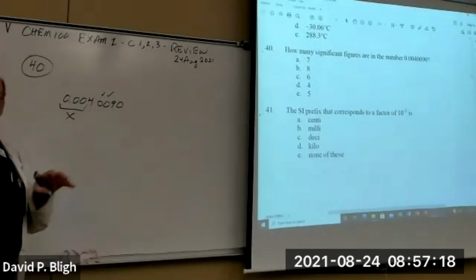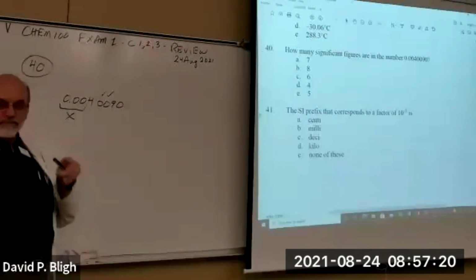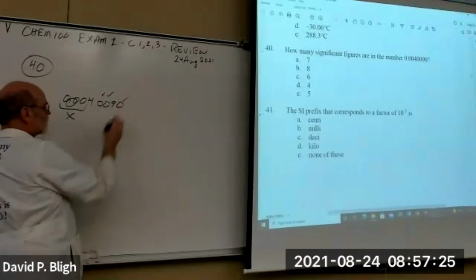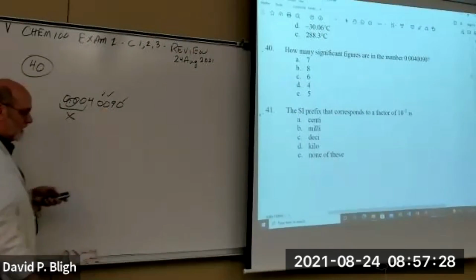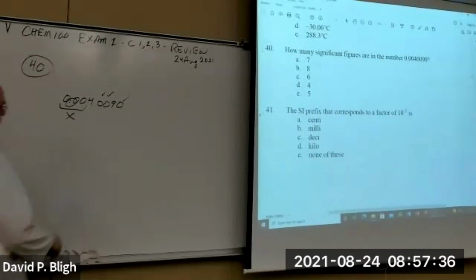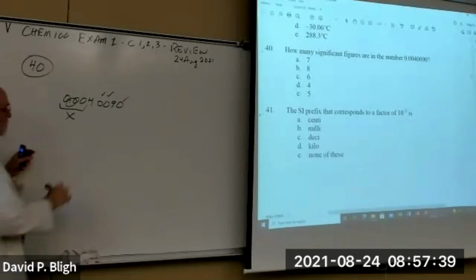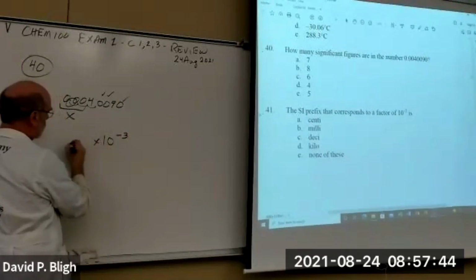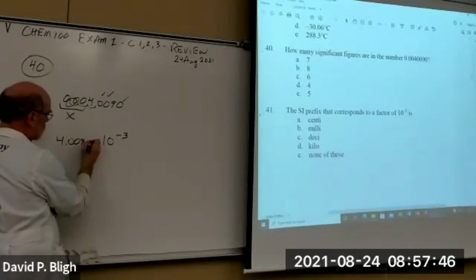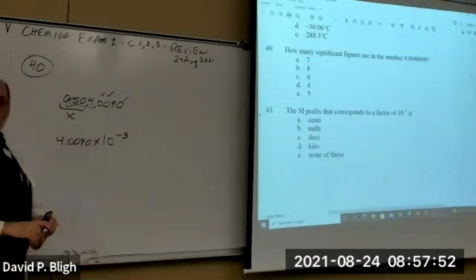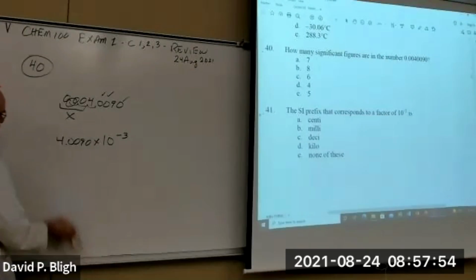And zeros to the right, when are they significant? When there is an explicit decimal in the number. There you go right there. That's significant too. So we have 1, 2, 3, 4, 5. 5 significant figures in that number. Another way to tell is write that as scientific notation, right? 10 to the minus 3, and then 4.0090. So you have 5 significant figures in your coefficient. That also answers the question.